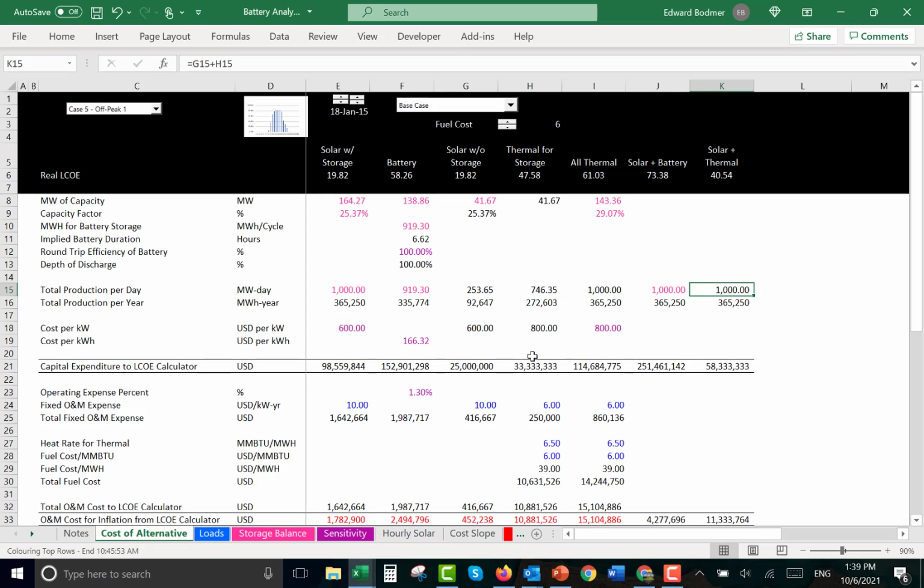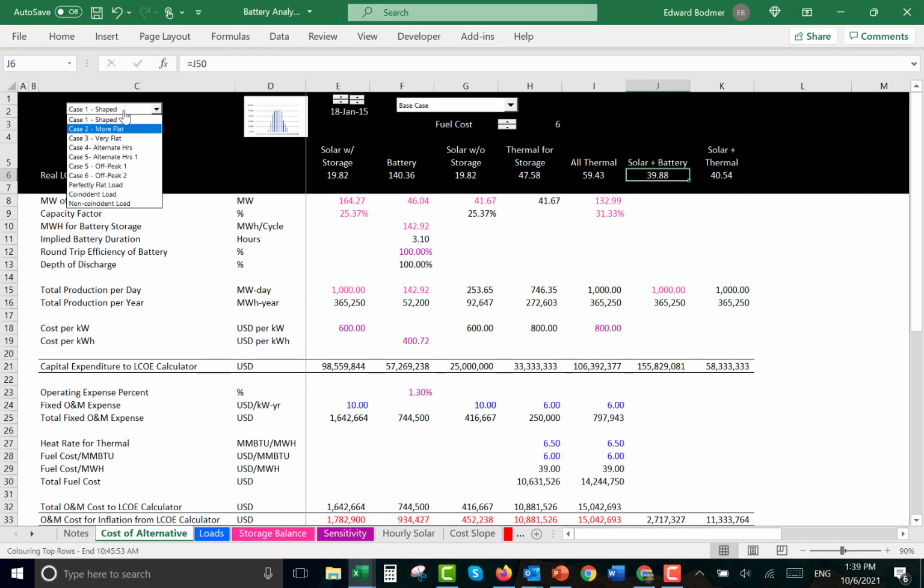And then we put some thermal for the off-peak periods. And in this case, our best scenario is actually the solar plus the thermal. If we have everything on peak and we have some coincident load, the best option is the solar plus the battery, although you don't need that much battery, so there's not so much difference.